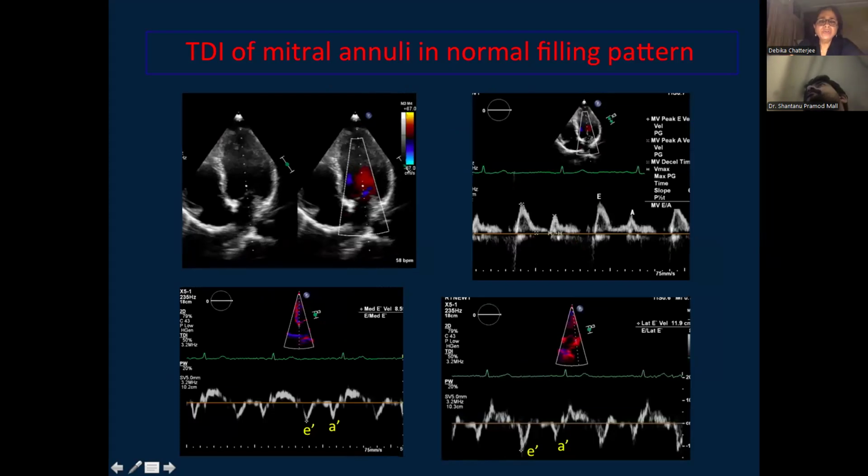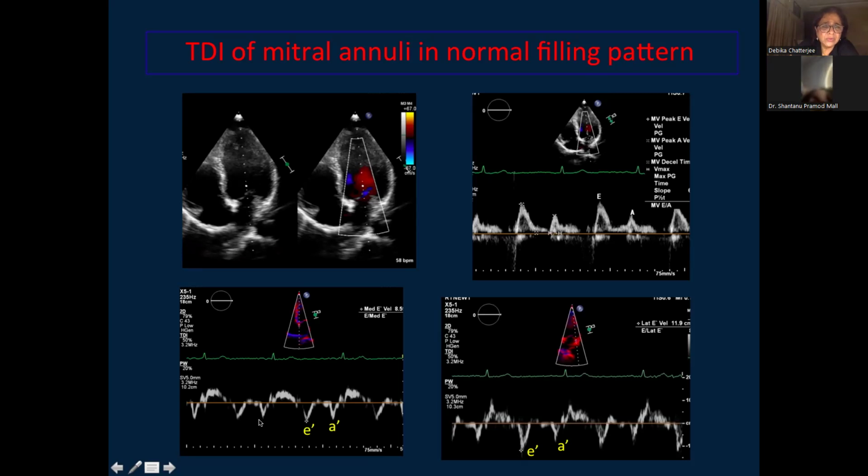So let us see how it goes. The normal patient, where the E wave was more than A wave, look here, tissue Doppler imaging. As you know, the mitral annulus moves towards the apex during systole and moves away from the apex during diastole. So if this is the baseline, that orange line, the spectrums above the baseline are the systolic waves because the annulus is moving towards the apex, and below the baseline are the diastolic waves. So now let us focus on the diastolic waves.